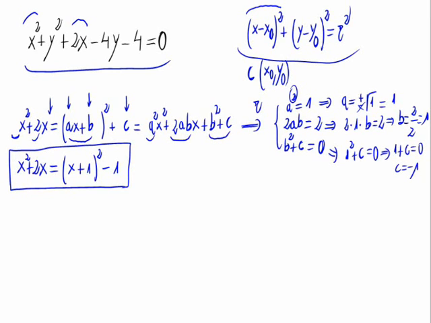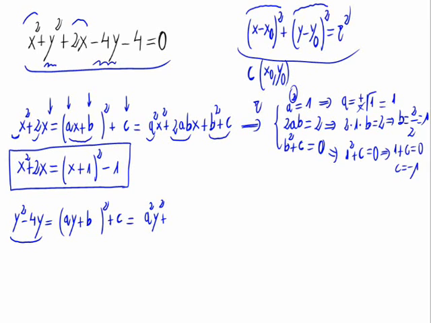Let's do the same thing with the y. y squared minus 4y equals something squared plus something. Let's call it again a, b, and c, but they will not be the same as before. It is a squared times y squared plus 2 times a times b times y plus b squared plus c.